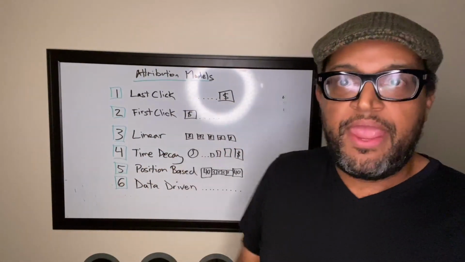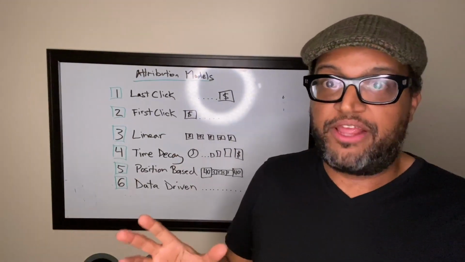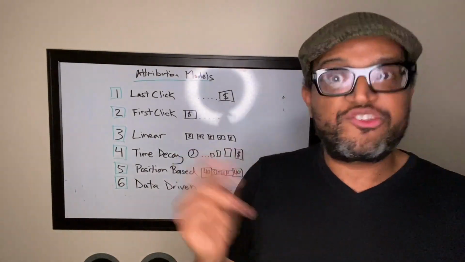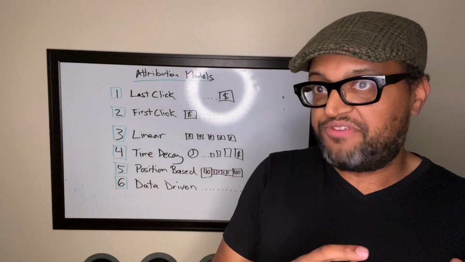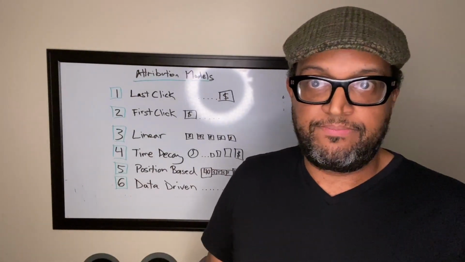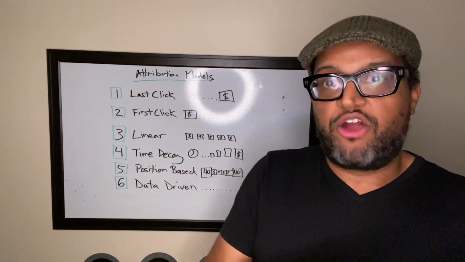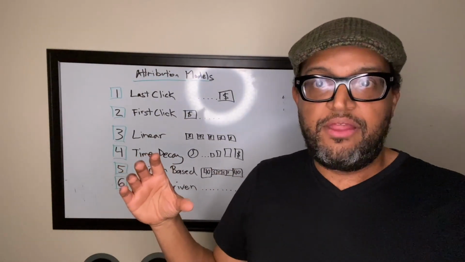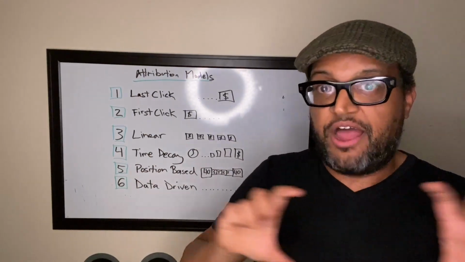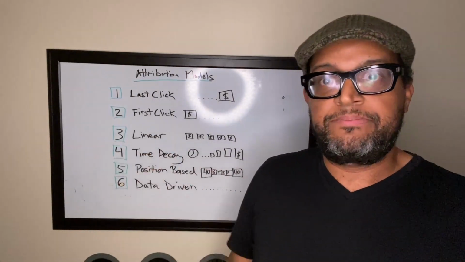The second model is the first click, where all credit goes to the first click ad. Now, this is great for lead forms and for very short marketing funnels or demand generation. The third attribution model is linear, where credit is split evenly across all ad interactions on the path. Now, this is good for getting really clear views of an entire funnel for strategic purposes.